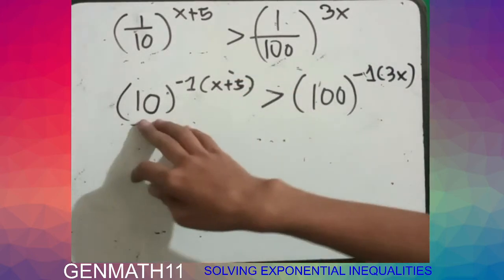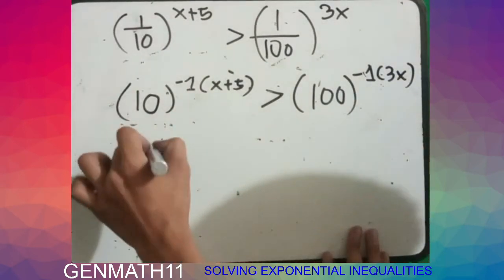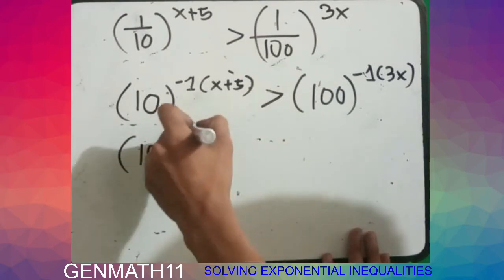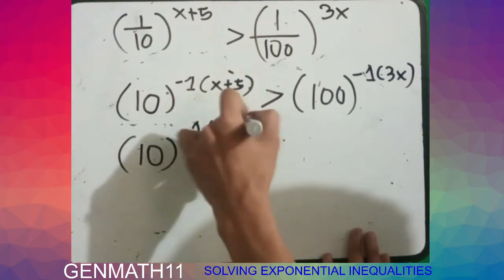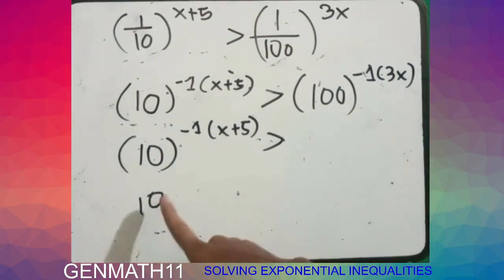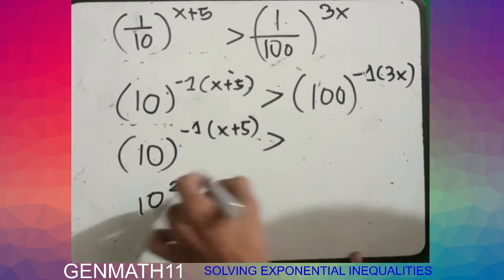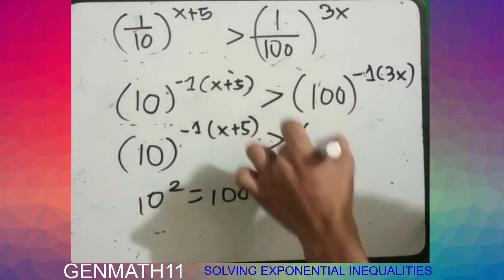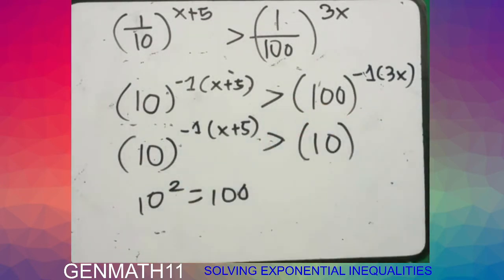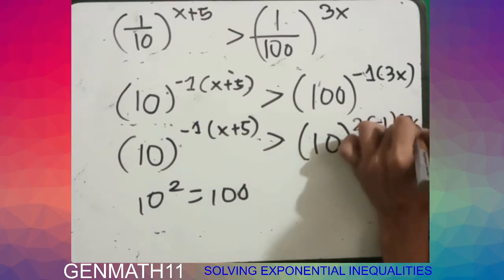So, hanap naman tayo ng base na magkaparehas. So, ang pinakamalapit ay 10. So, hindi na magbabago yung ano niya. Negative 1 times x plus 5 is greater than 10 to the 100. Hahanap tayo ng number, yung exponent ng 10, ng sagot ay 100. So, try natin si 10. Di ba, pag times natin sa kanyang sarili si 10 ng dalawang beses, 10 times 10, 100. So, equals 100. So, ibig sabihin, 10 squared yung gagamitin natin dito. Okay. Next, pwede natin gawin 2 times negative 1 times 3x.